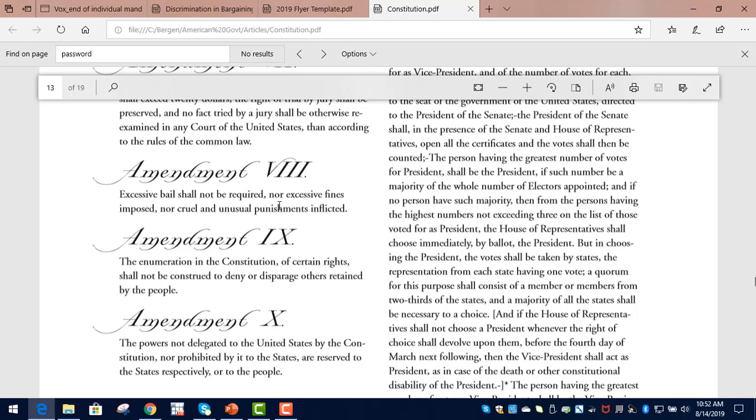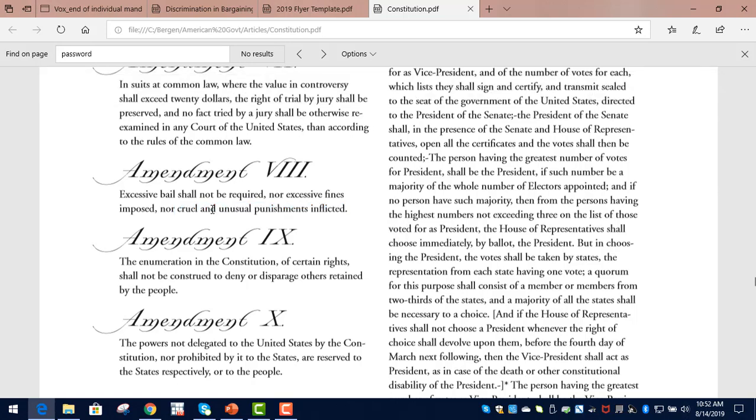And so that is something that states still have to keep an eye on. The Eighth Amendment also talks about no cruel and unusual punishment inflicted. The death penalty has come under scrutiny a couple of times that we'll talk about as far as our evolution of civil rights and civil liberties is concerned. But we still have the death penalty in the United States.